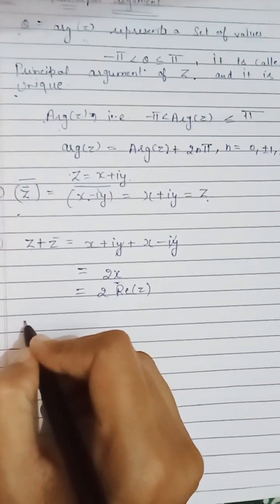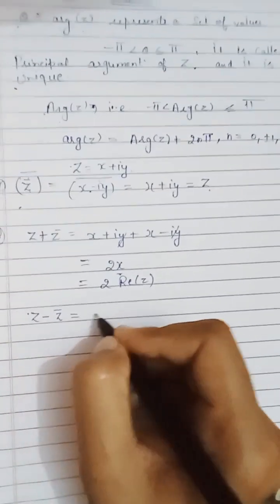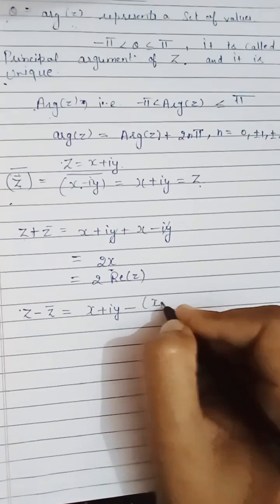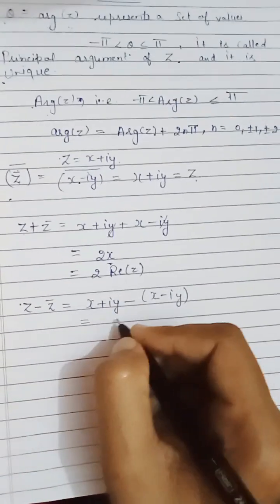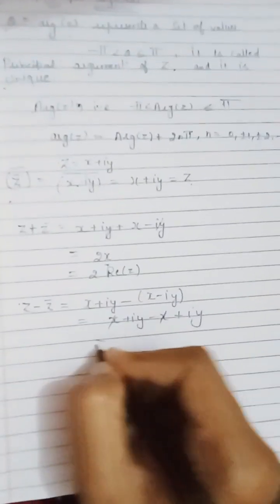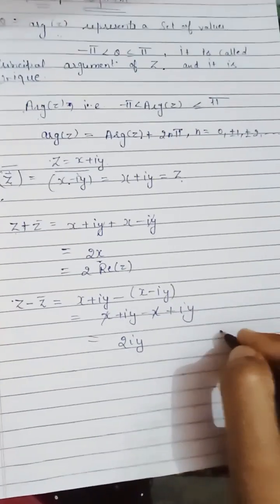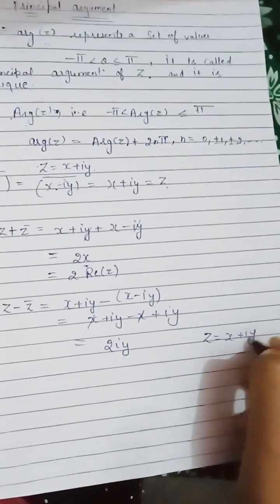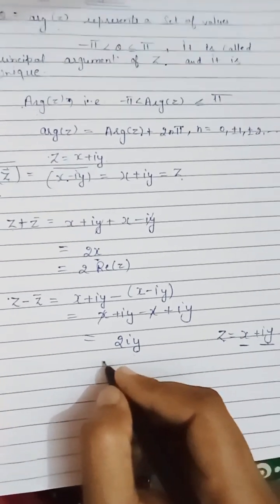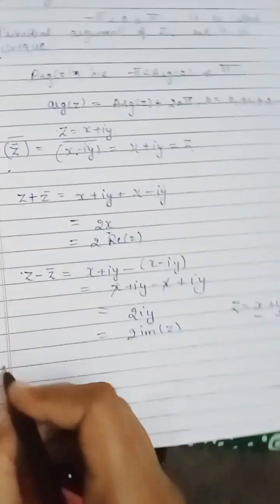And what we will have if we take z minus z conjugate: x plus iota y minus x minus iota y, then we have x plus iota y minus x plus iota y, and we have 2 times iota y, and y is the imaginary part of z. As we have z is equal to x plus iota y, this is the real part of z, and this one is the imaginary part of z. So this is equal to 2 times the imaginary part of z.